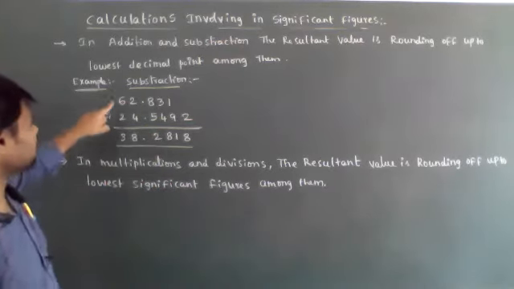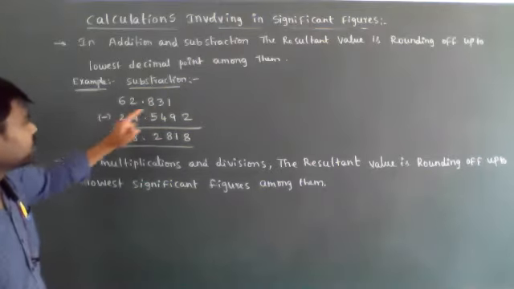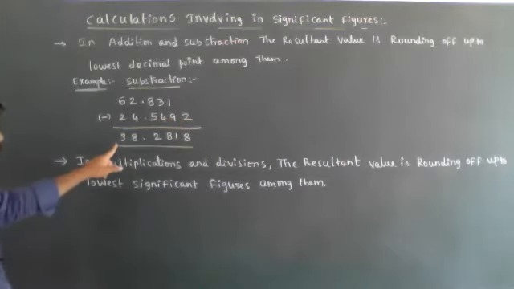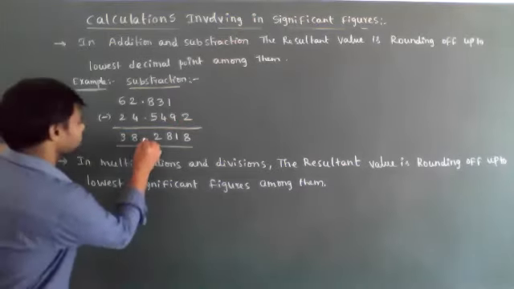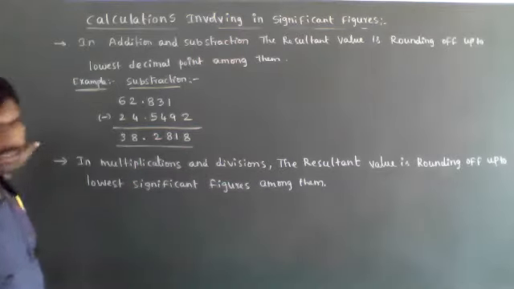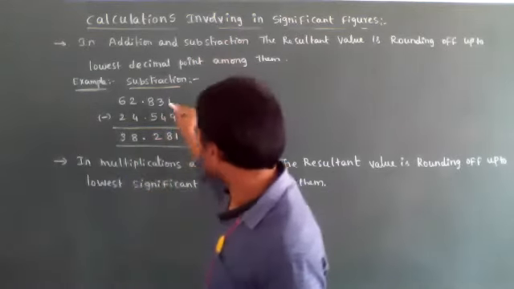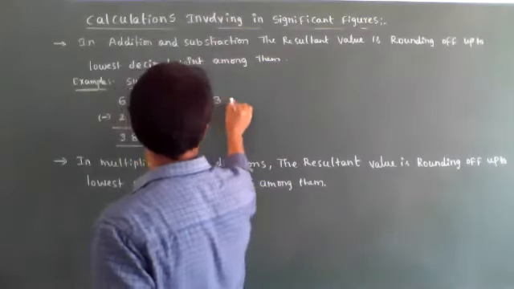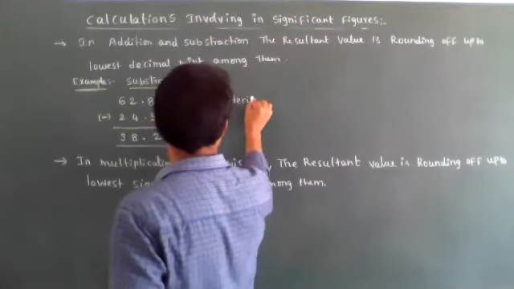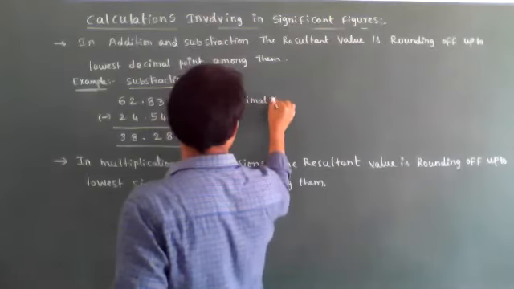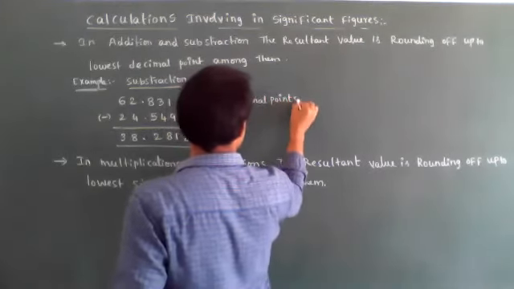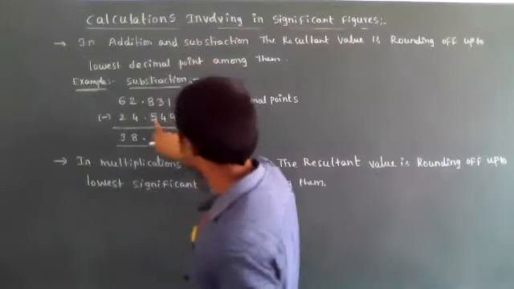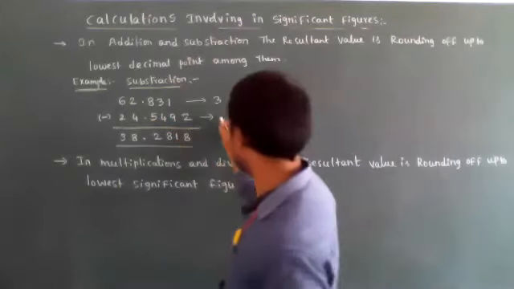Now see the subtraction. Subtraction between 62.831 minus 24.5492. What is the answer we got? 38.2818. See, in the given numbers, the first number contains how many decimal points? It contains 3 decimal points. Now the second number contains how many decimal points? 1, 2, 3, 4 decimal points are present.